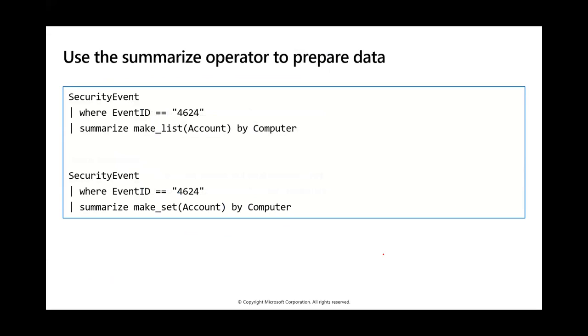And in the next query, the one at the bottom, the make_set function will return a dynamic JSON array containing distinct values that expression takes in the group. And this KQL query will first filter the event ID with the where operator. Next, for each computer, the result is a JSON array of unique accounts.